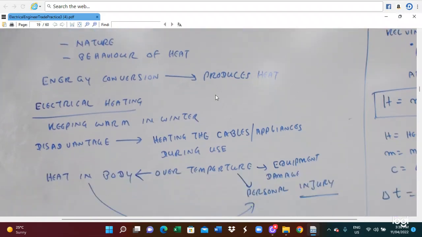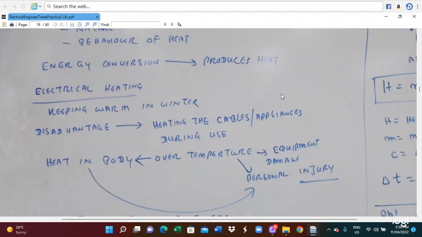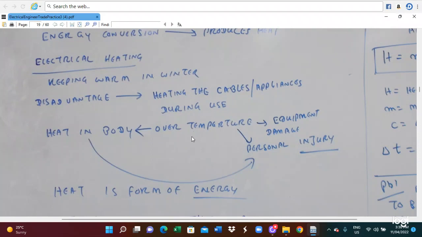Electrical heating is useful for keeping warm in winter time. But the disadvantage is that the heating cable or appliance heats during use because so much electrical current is flowing through it. When over temperature or heat in the body happens, it can cause personal injury. In the meantime, equipment damage can happen. Over temperature can cause personal injury. Heat in the body also causes personal injury.